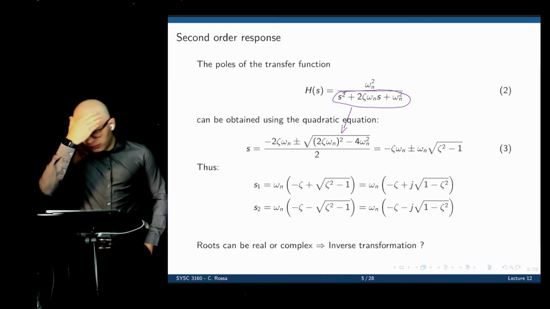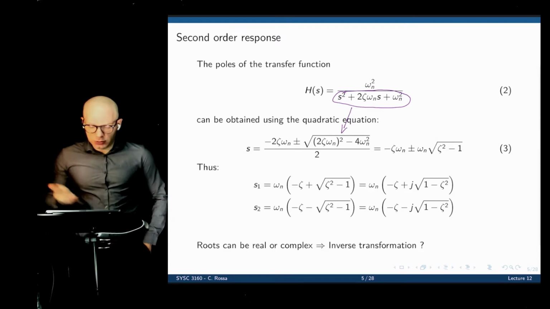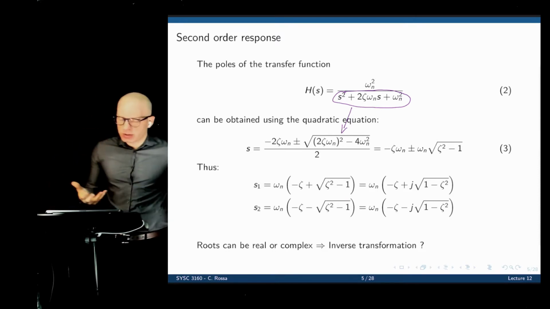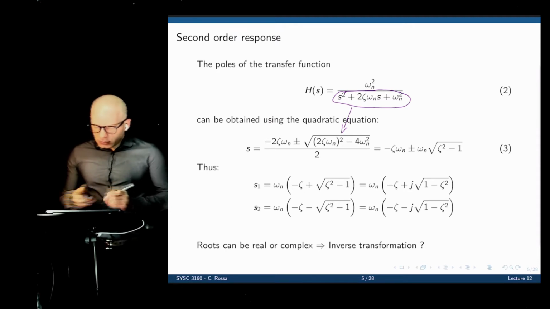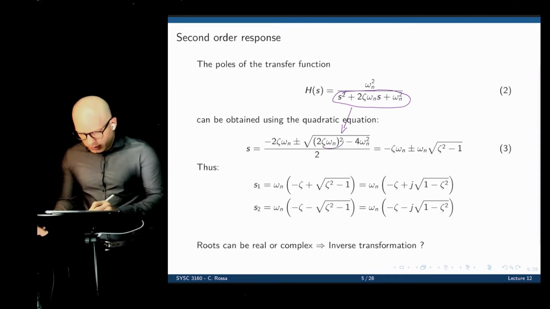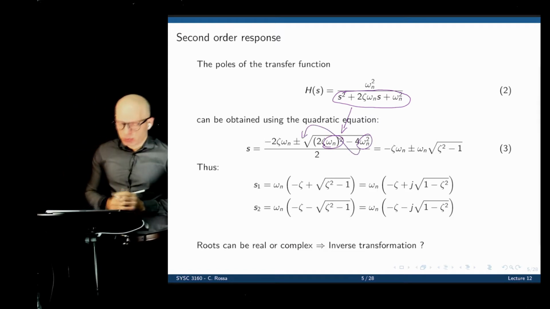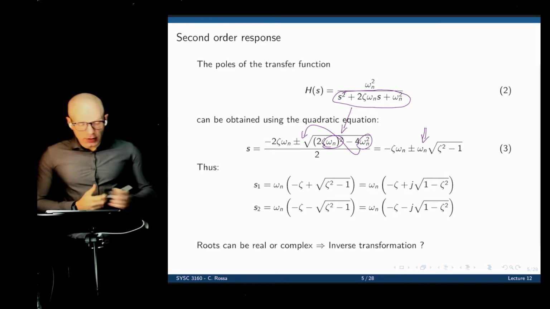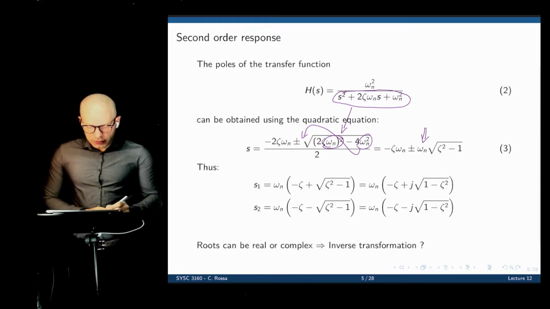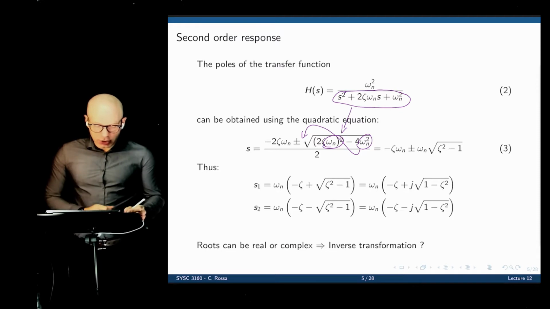Minus b squared, sorry, minus 4c divided by 2. So this is just the quadratic equation using the elements that we have there. And when you solve for this, you see that inside of the square root, we have omega squared. We can factor that out and take that out of the square root. So it shows up here.